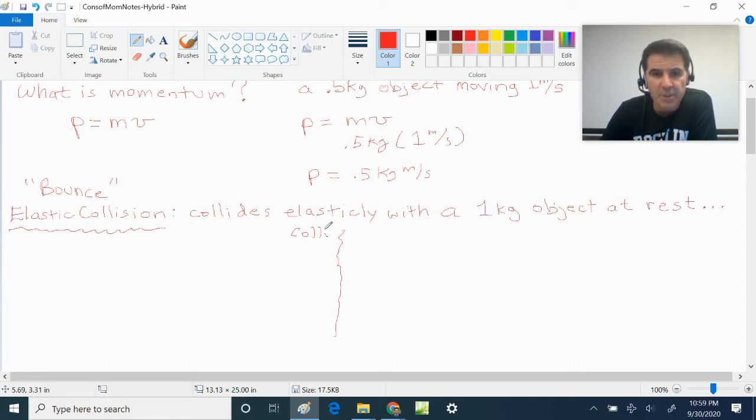If we have a collision, then the net momentum, the P net before the collision, will be equal to the P net after the collision. And so they will be equal. And this is the P net.